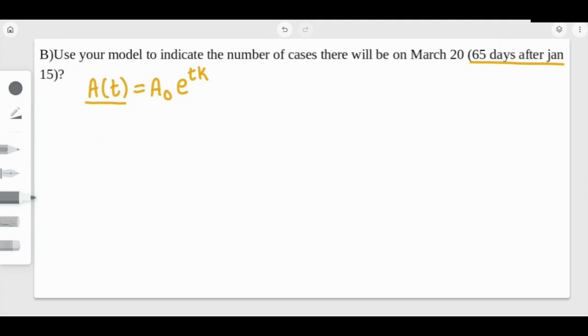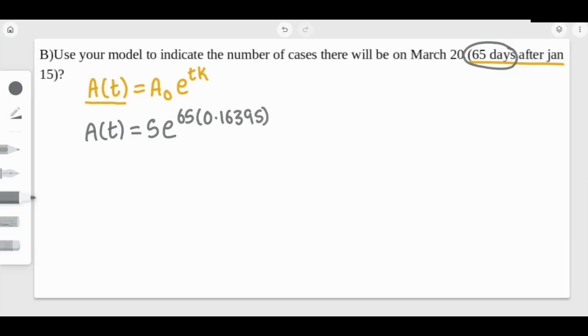So A of t is going to be alone on one side. A sub 0 is the beginning of the process or the amount of cases at the beginning. We had 5 cases at the beginning in question A, so A sub 0 is 5. T is the time or the period, so the t is 65 days. The k, we found it in question A, which is the rate of the growth, which is 0.16395.